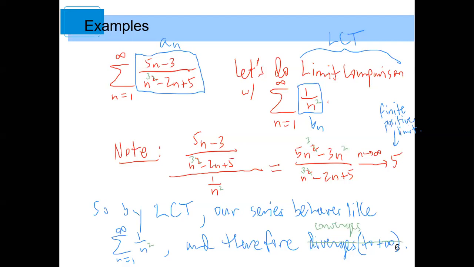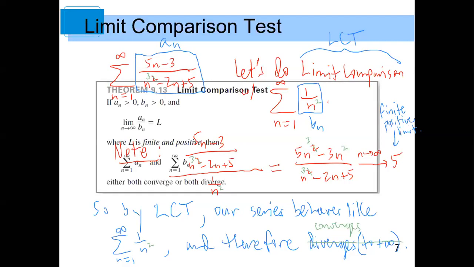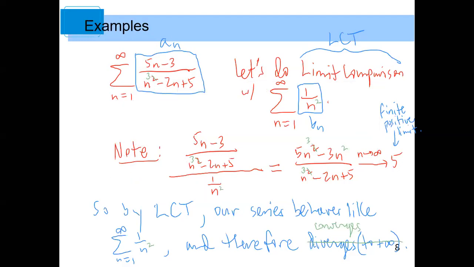Limit comparison test, you don't have to have all positive terms. It actually works all the time. Does that make sense? So you just have to find something to compare it to, compute the limit, and this is just a really slick test that really makes a lot of problems collapse pretty easily. Okay? Other questions? That is limit comparison, right? So there's the limit comparison test right there.